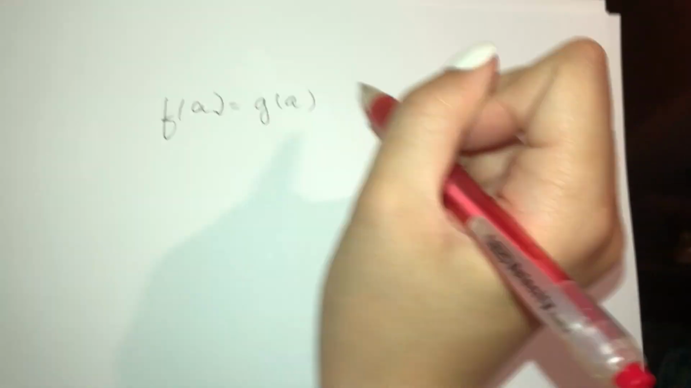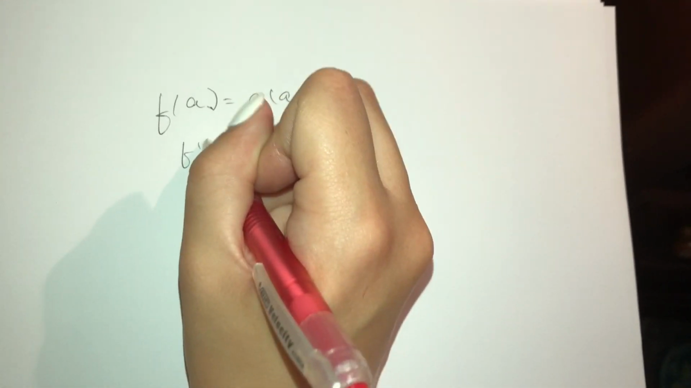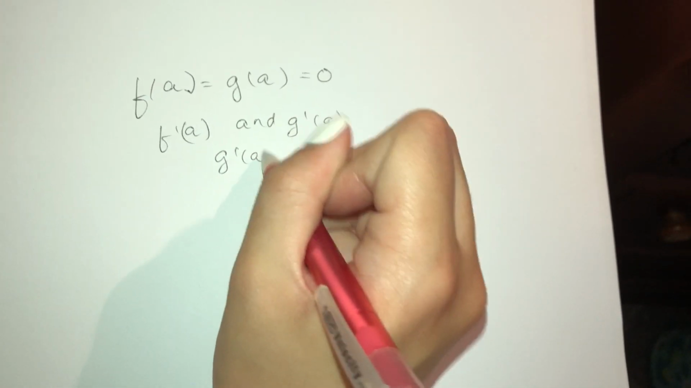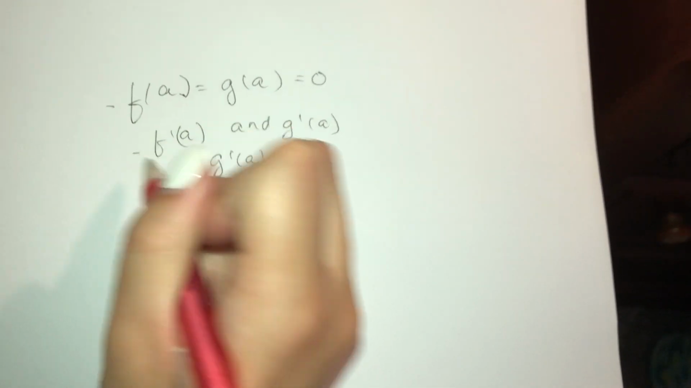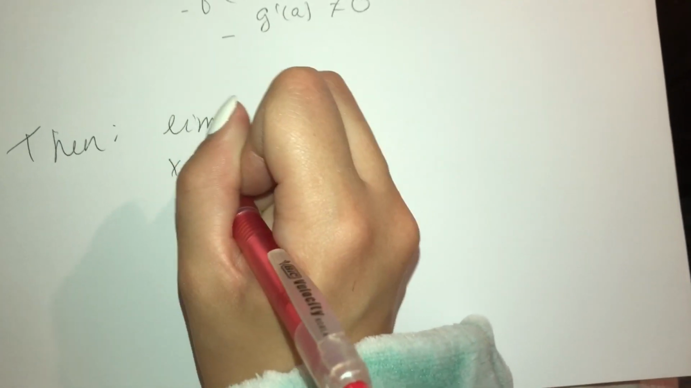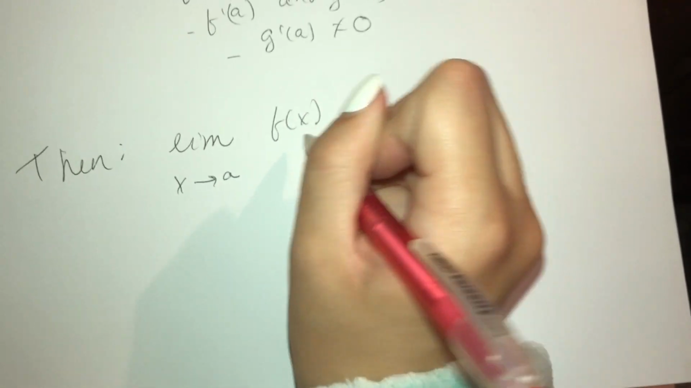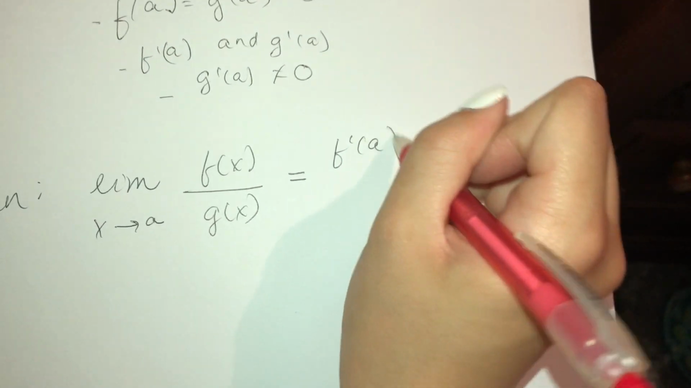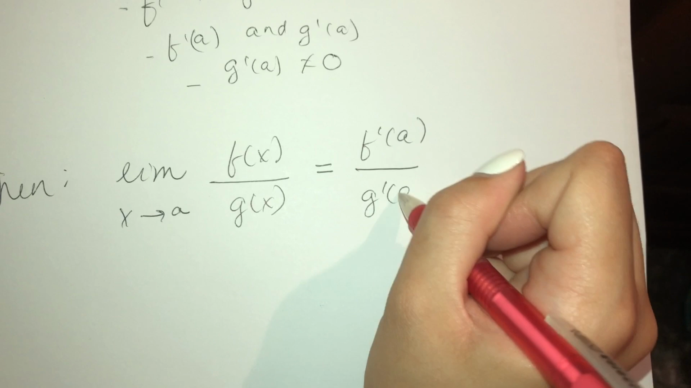L'Hopital's rule states that, suppose that f of a equals g of a equals 0, and that both f prime of a and g prime of a exist, and that g prime of a does not equal 0. Those are the conditions that you need to have. Because then, the limit as x approaches a of f of x divided by g of x is equal to f prime of a divided by g prime of a.